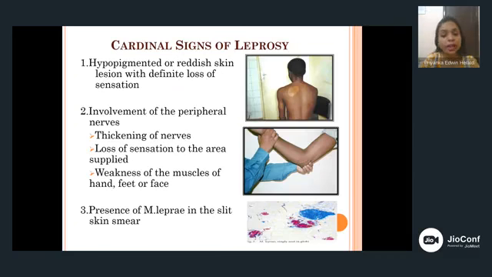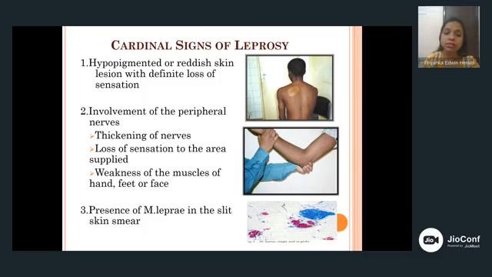Now we come to how we diagnose leprosy, how we confirm the disease in any patient. There are three cardinal signs of leprosy. The first and most important cardinal sign is a hypopigmented or reddish or darker lesion with definite loss of sensation. As you can see in the picture, there is a patch on the back of the patient, and that is hypopigmented. There has to be a patch anywhere in the body, and that patch should have a loss of sensation. That is the first main cardinal sign.